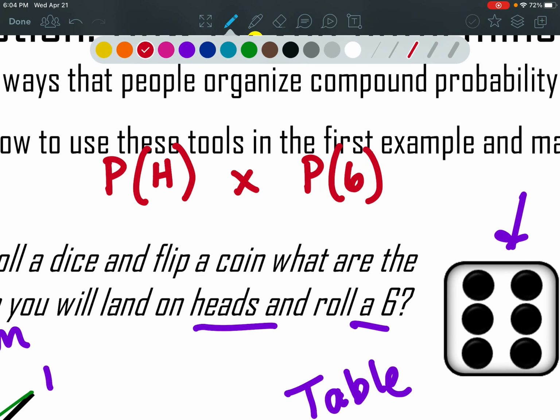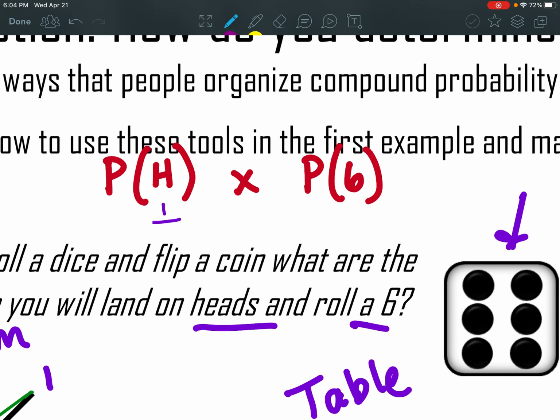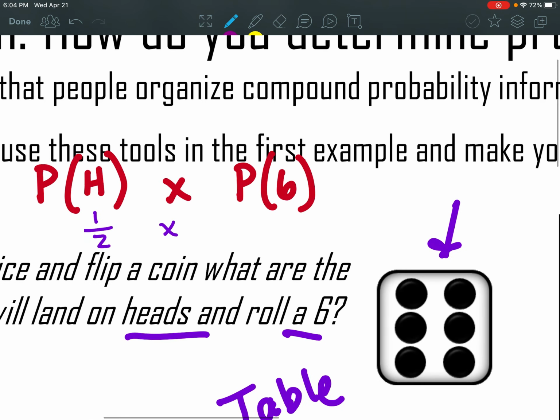So the probability of flipping a heads, there's 1 heads out of 2 possible outcomes. Rolling a 6, there's 1 six out of 6 possible choices, and then we multiply those 2 fractions. So 1 times 1 on the top is 1, 2 times 6 on the bottom is 12, and we figure out that the probability of this event is 1/12.